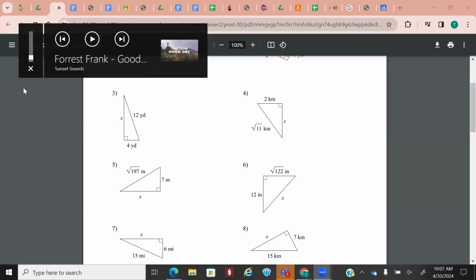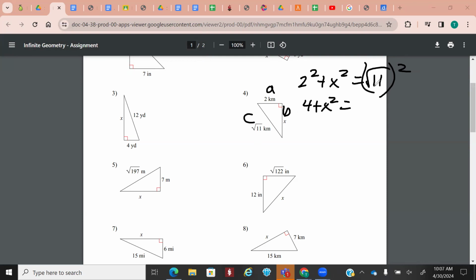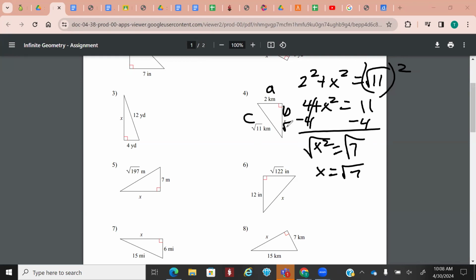Okay, so if I'm finding this side length, this is A, this is B, this is C. C is always the hypotenuse. These don't matter which one you choose. So 2 squared plus x squared equals square root of 11 squared. 2 squared is 4. X squared. When you square a square root, those symbols cancel and you get 11. I'm going to subtract 4. And so x squared is going to equal 7. I take the square root, x equals square root of 7.